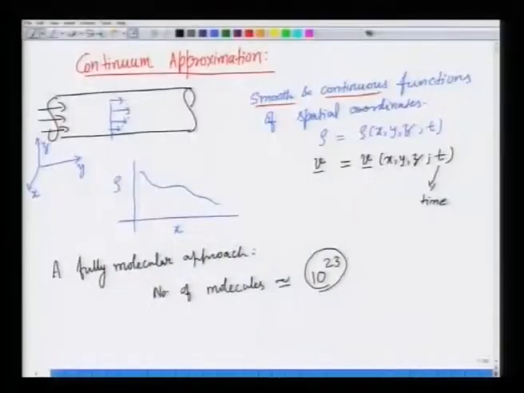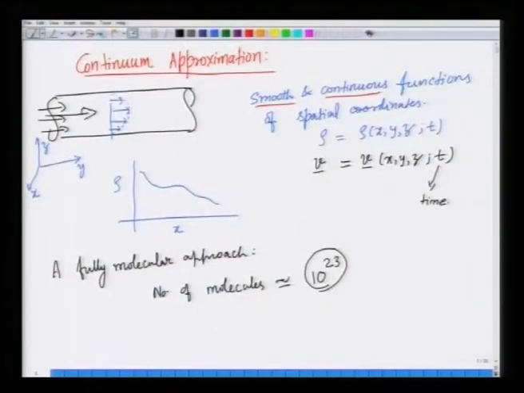So, it is not possible to solve the motion of all these huge number of molecules to obtain, for example, quantities of practical interest to us, such as forces that are experienced by the walls of the pipe and so on. For example, if you want to pump a fluid in this pipe, okay, the reason why you need a pumping cost is because of the drag force exerted by the surrounding walls on the fluid flow.